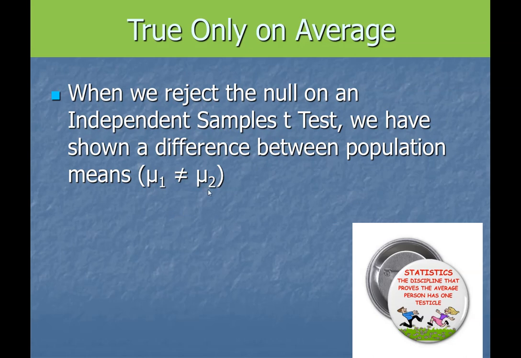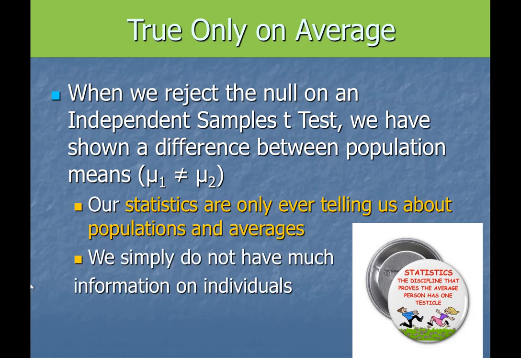Now, the reason that we need to be careful about how to interpret that can be seen if we look at this little joke button over here: statistics, a discipline that proves the average person has one testicle. We may have found that the average man has a different number than the average woman. That's a population difference. It doesn't tell us about an individual person who may have had an accident or something like that. We need to be careful to distinguish between summary statistics about entire populations and individual people within those populations who may or may not fit that pattern.